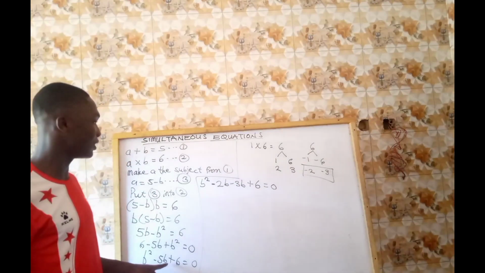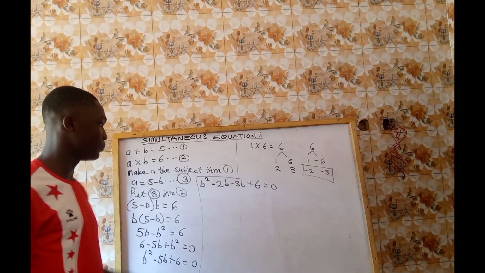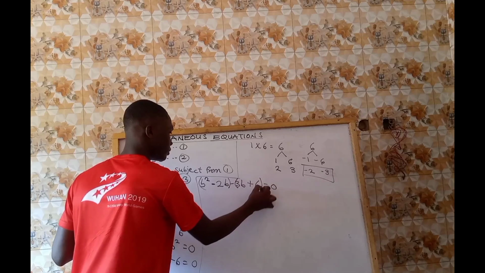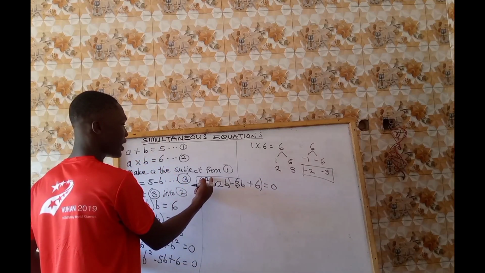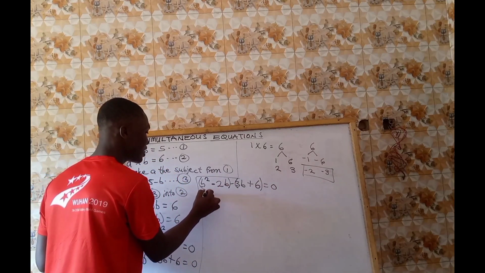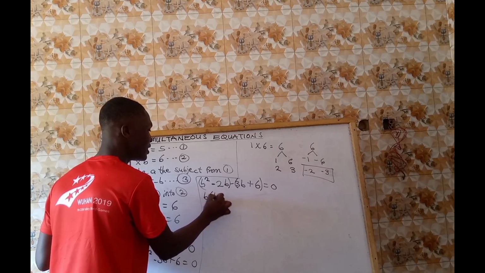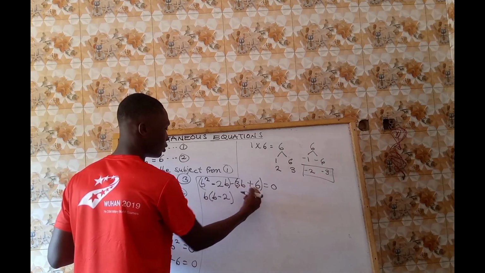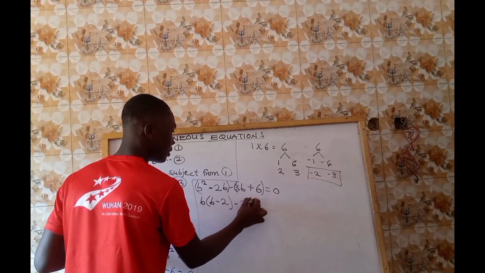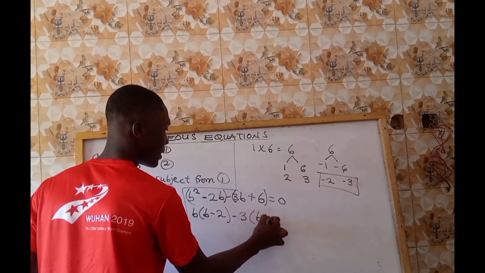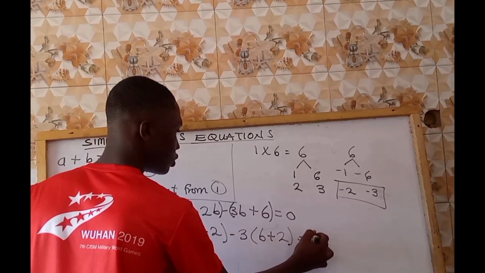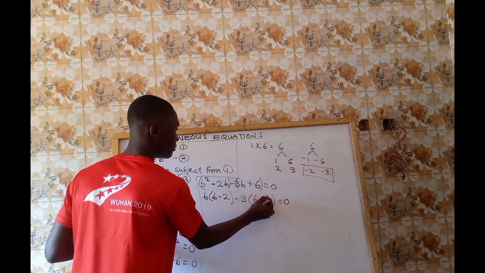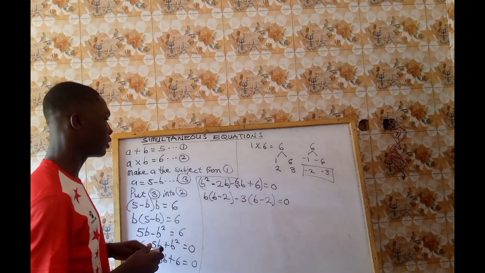So you haven't changed anything. You have the same thing here. So now let's factorize. Now you have b squared and b, so you can factorize b out. You have b here, b minus 2. And here too you have 3 and 6, so you can factorize 3 out. You have b minus 2 is equal to 0.